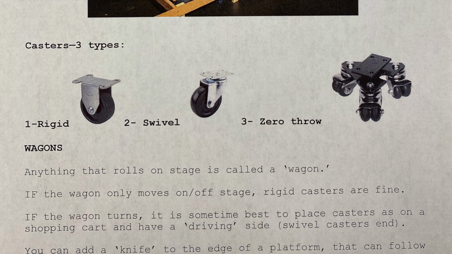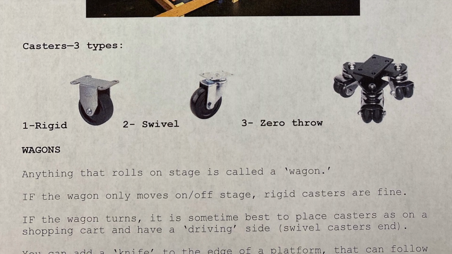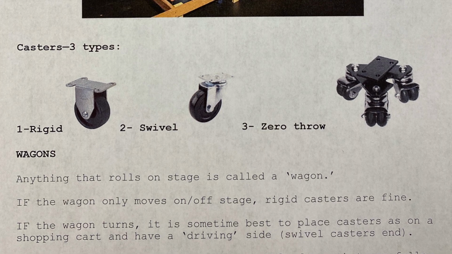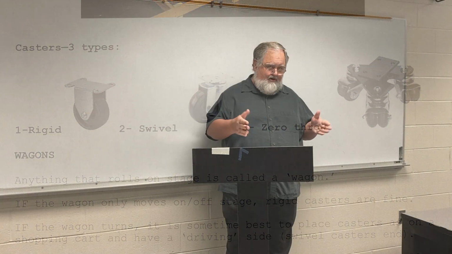All right. Let's talk about wagons, rolling. First of all, casters, or anything that rolls is a wagon. And you're gonna have to have some sort of wheel. There are three basic types of casters. There's what's called a rigid caster, which only goes in one direction. There's a swivel caster, which turns around. Think of a shopping cart. The wheels that are behind, at the handle there, are rigid casters. The ones that are in front swivel around, and so you can drive.